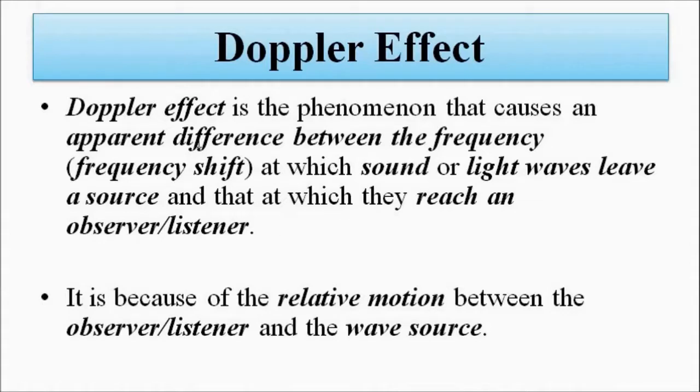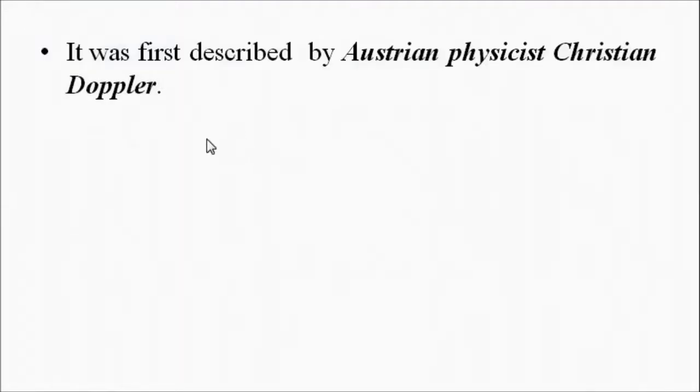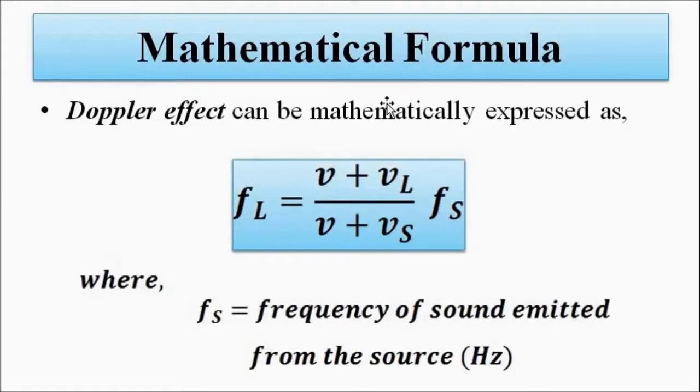So the Doppler effect causes a frequency shift between the transmitted and the reflected sound or light waves, electromagnetic waves. How much shift occurs is given by the Doppler effect. This theory was proposed by Austrian physicist Christian Doppler. The mathematical formula that gives us the velocity and frequency shift relationship is: F subscript L is equal to (V plus VL) by (V plus Vs) times F subscript S.